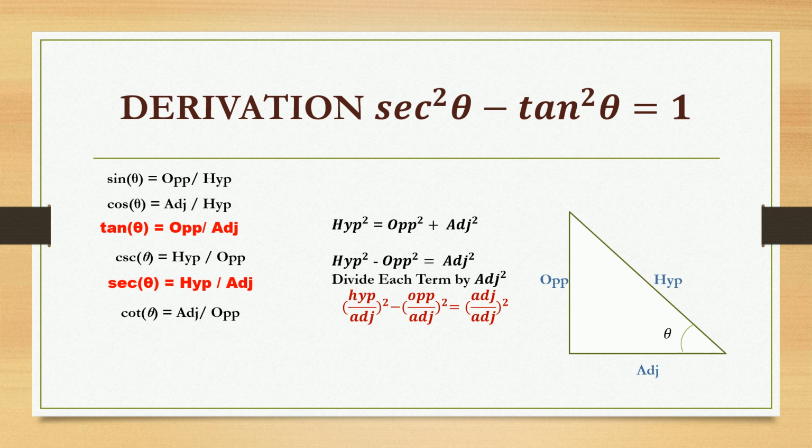Hypotenuse by adjacent whole squared minus opposite by adjacent whole squared is equal to adjacent by adjacent whole squared. Now once again observe the definitions marked in red color and just use them, you will get the second identity, sec squared theta minus tan squared theta is equal to 1. It is also very simple.